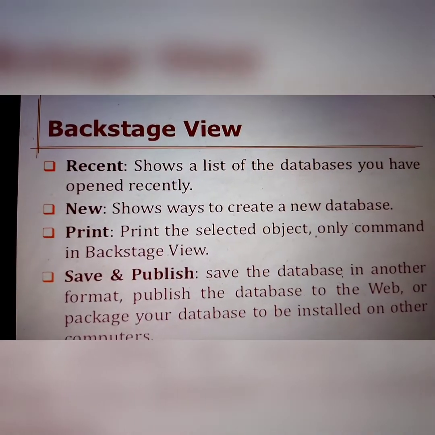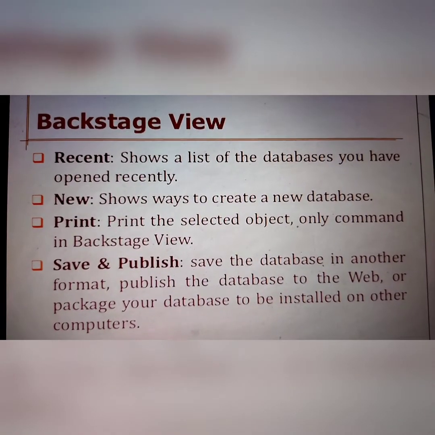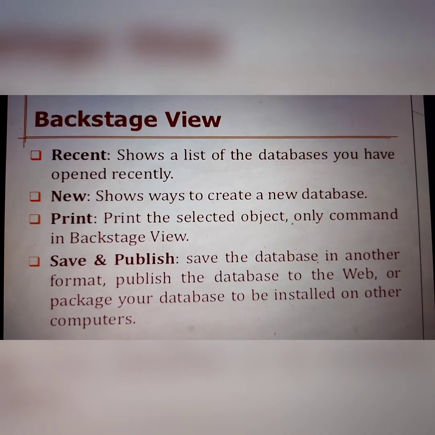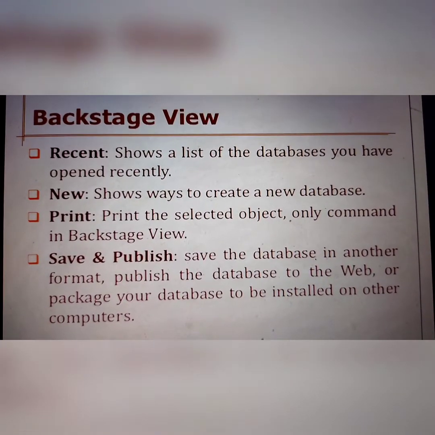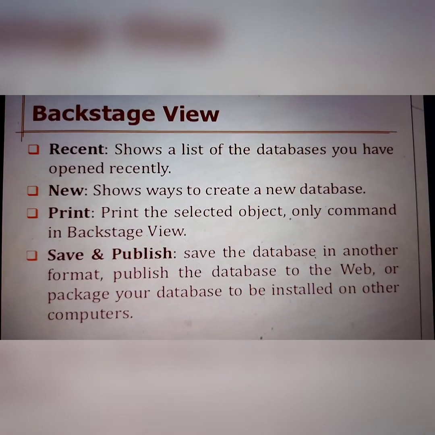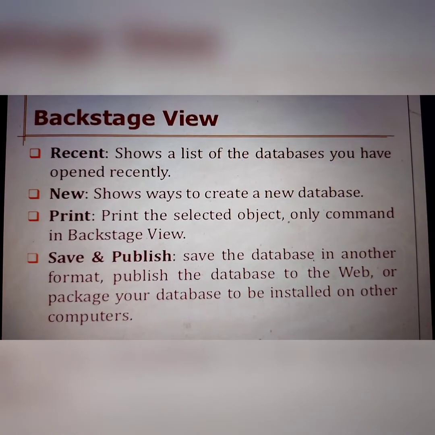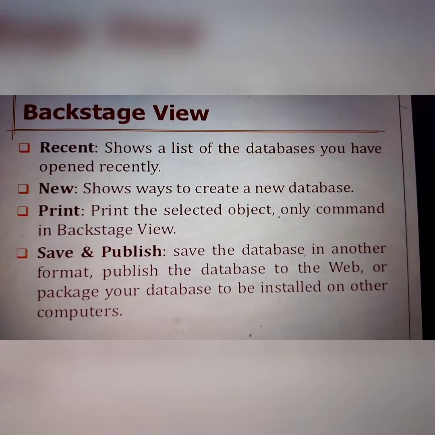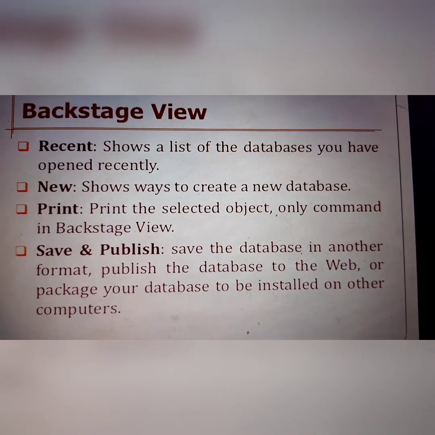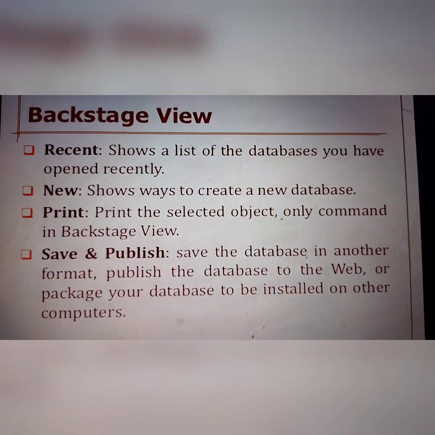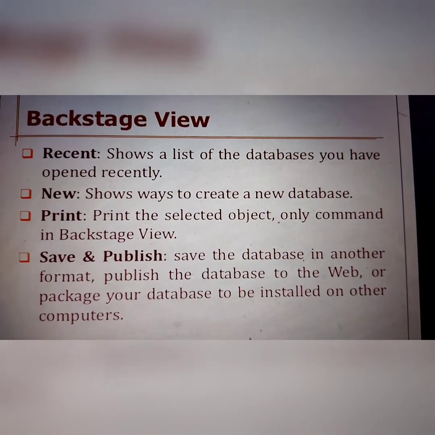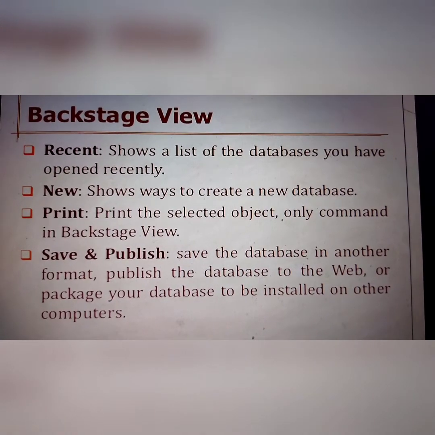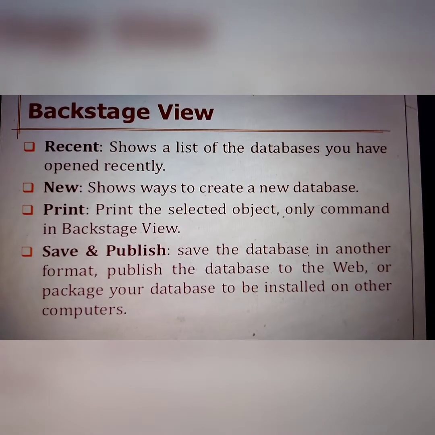Next are the backstage view parts: recent, new, print, save and publish, all the parts of a backstage view. Recent works to show a list of the databases you have opened recently. The New option shows ways to create a new database. The Print option works as the print the selected object only command in backstage view. The Save and publish tab works to save the database in another format, publish the database to the web or package your database to be installed on other computers.